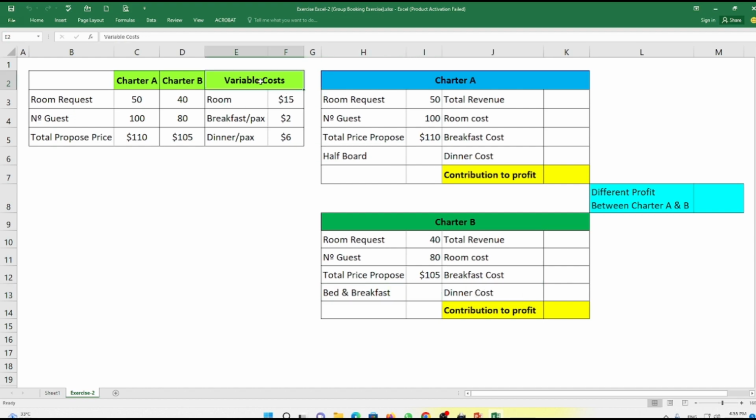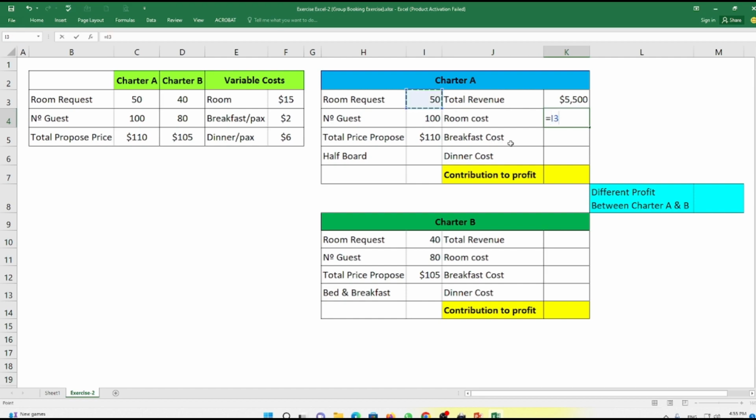Please note here, the room cost is $15 per room. Breakfast cost is $2 per guest. And dinner cost is $6 per guest. Okay, so let's start with charter A. Calculate the total revenue of charter A. Total revenue is number of rooms times the price. How much per room? 110. So total 5,500.